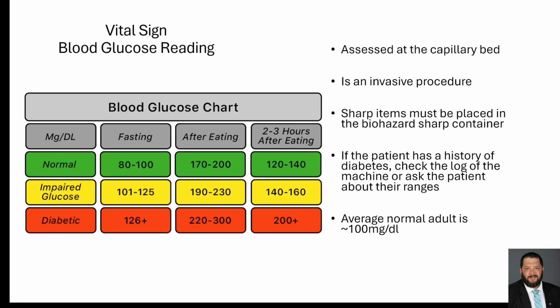Another reminder that the lancet used to draw blood from the capillary bed from the patient is a biohazard sharps device. That means that when you're done using it, you shouldn't set it down. It should immediately go into the sharps container.